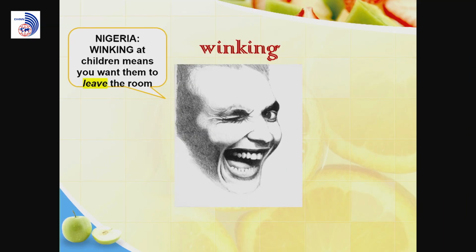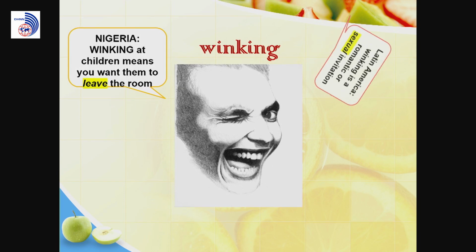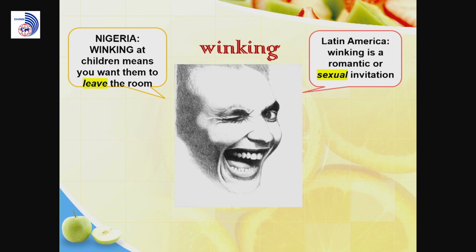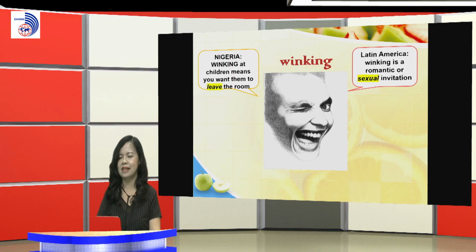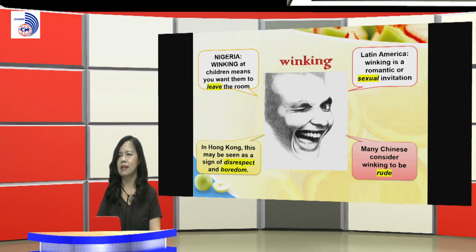When you see a man winking like this, what does it mean? It means different things. In Nigeria, winking at children means that you would like the children to get out of the room. In Latin America, winking can be a very romantic invitation. So it would not be the same in different countries with the same signal.